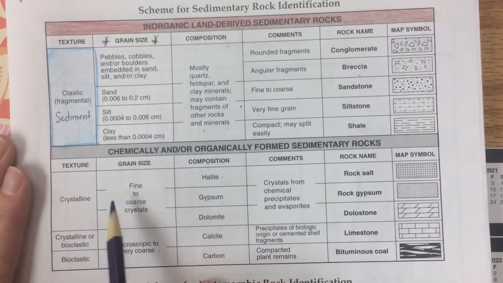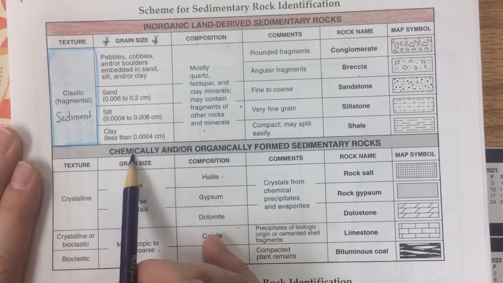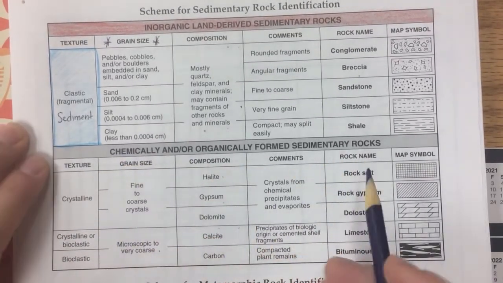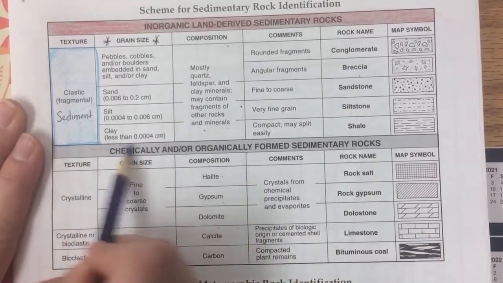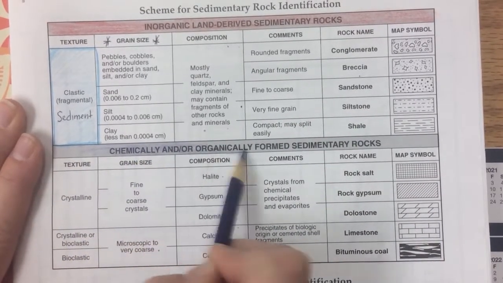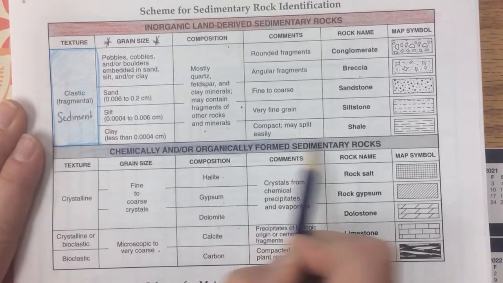Let's go down to the bottom part of the chart here. And this has your chemically and or organically formed sedimentary rocks. So I'm going to take purple and go over this one, just make it stand out a little bit more.